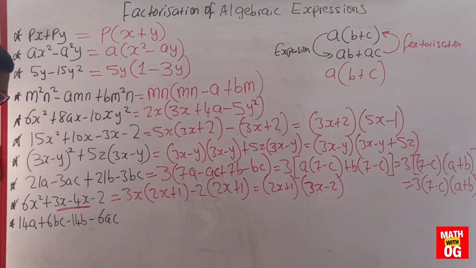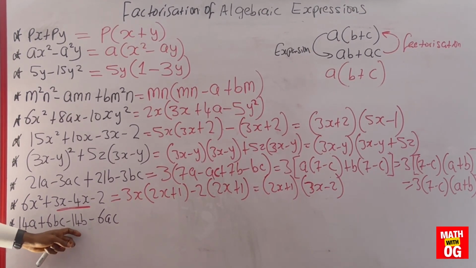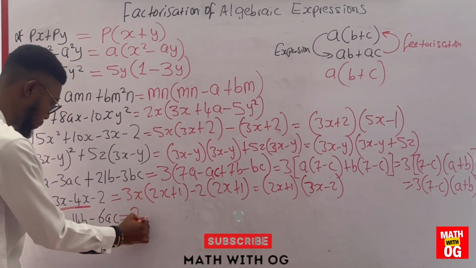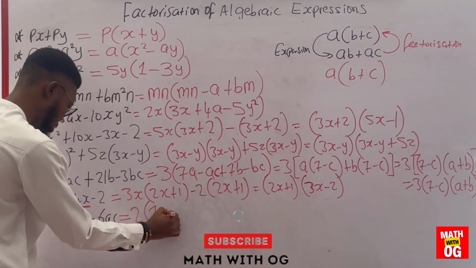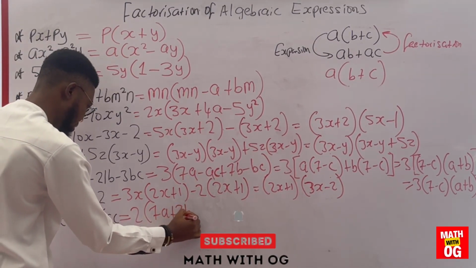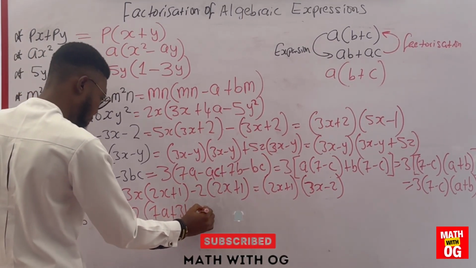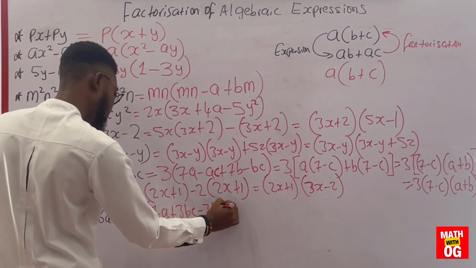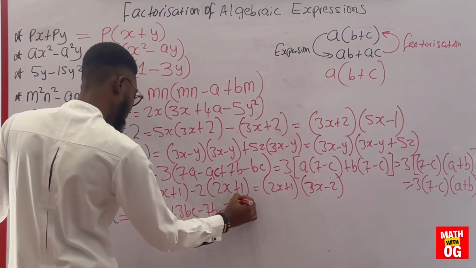Now over to the last question. We have 14a, 6bc, minus 14b, and 6ac. There's nothing common between, okay? First of all, let's bring out 2. I believe 2 is common, so I can bring out 2. So this will give me a 7a. This will give me a 3bc. This will give me a minus 7b. And this will give me a negative 3ac.